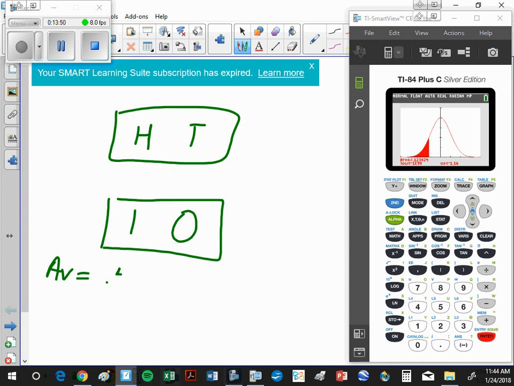0.5, which means we expect to win 50% of the time. And the SD of the box, how far away are those numbers from 1/2? They're both 1/2, so I don't even need to calculate it. The SD of the box is also 0.5.